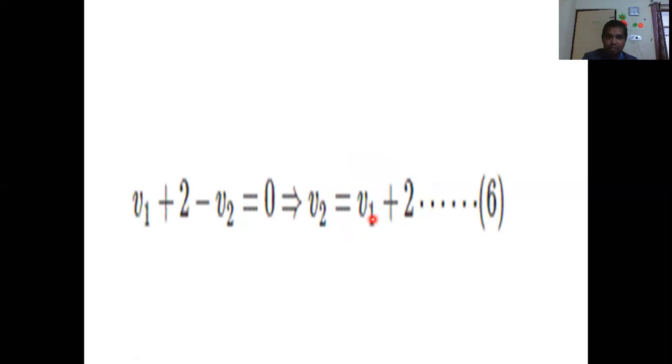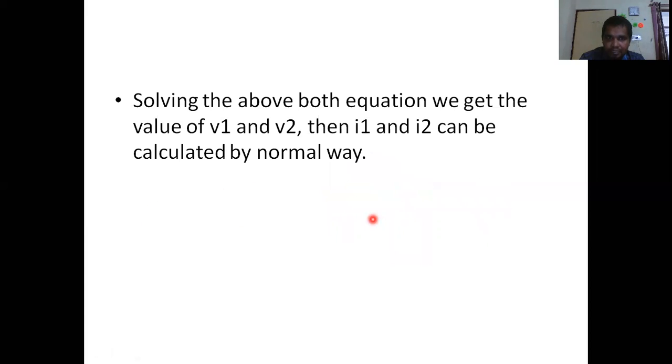So two equations, two unknowns. Simply, you know how to solve them, right? You solve and you will get the answer for this question. That means solving both equations, you will get V1 and V2, and I1 and I2 also you can determine. That you know very well.